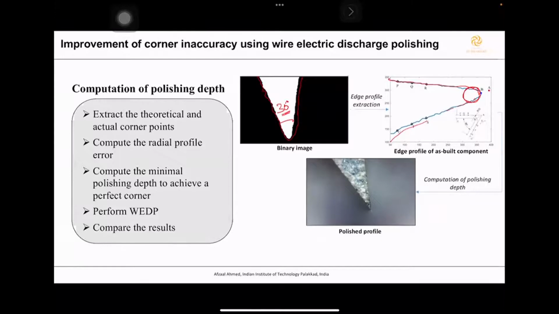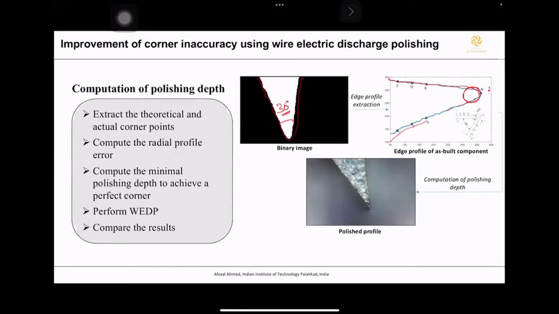Now, here comes our algorithm. What will the algorithm do? The idea of this whole image processing method is to find out the polishing depth with respect to the feature. We extract the image features and get the pixel values, and from those pixel values we find what would be the optimum polishing depth to get the final feature size.